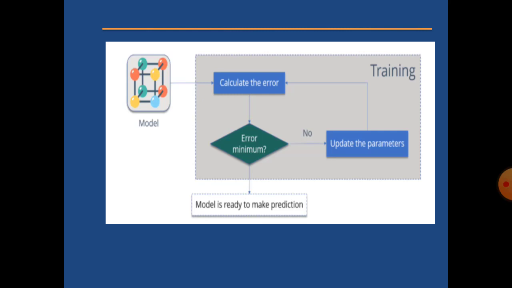Here it is also the same. Once the error is minimized, we say that yes, this model is ready for prediction. Okay, this is all about our backpropagation training and convergence. Hope you have understood it. Thank you.